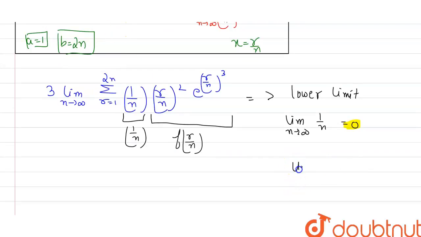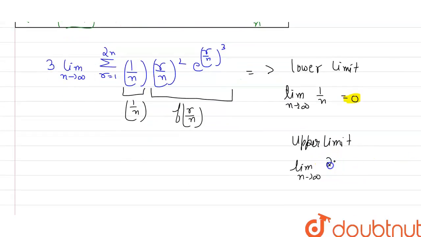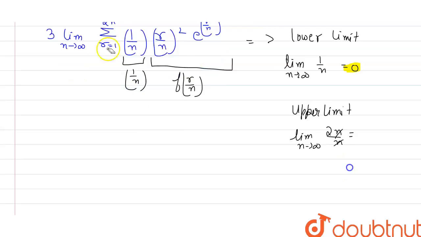After this, to find the upper limit, this will be equal to the limit as n tends to infinity of b by n. What is the value of b? b is 2n, so this will be 2n by n, and then canceling out the values, this is equal to 2. So now I have the upper limit value and the lower limit value.